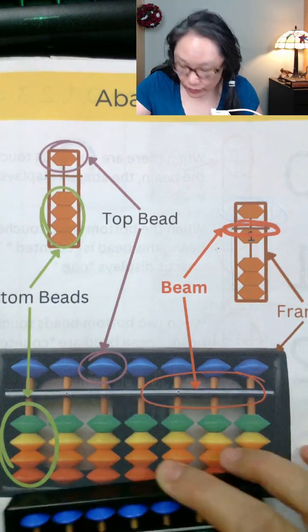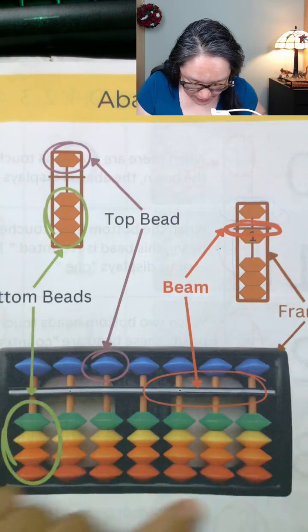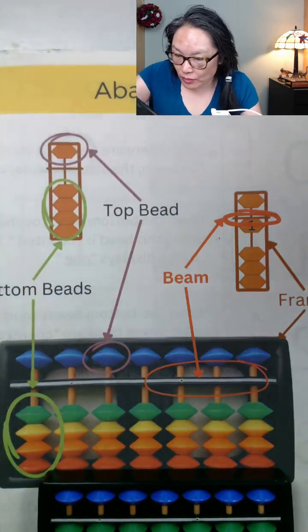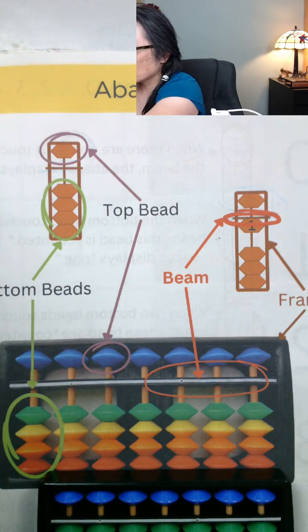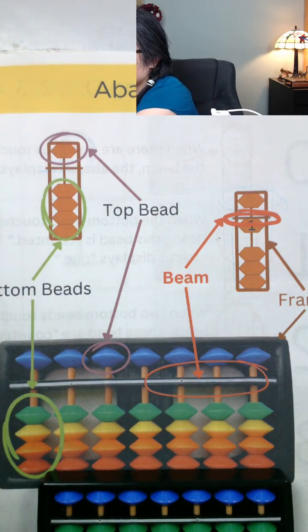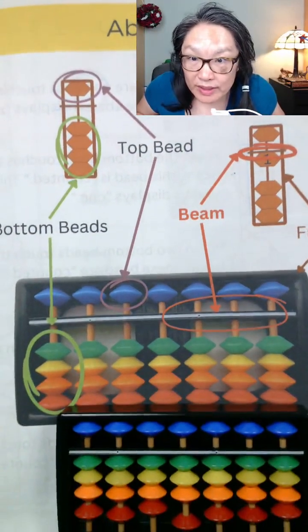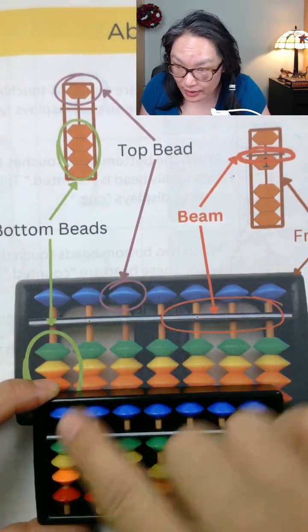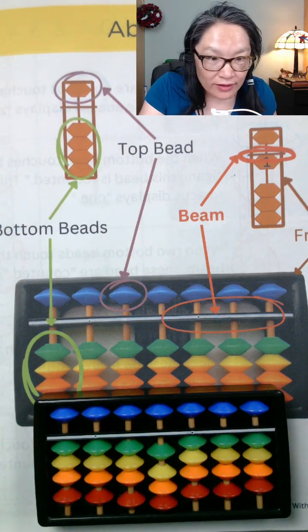When we are looking at it, we need to understand that this is the beam, this is the frame. And then this is the horizontal bar. The horizontal bar is what tracks our numbers. And then we have all our lower beads, our bottom beads, and then this is the top bead. That's so easy. It is very, very easy.